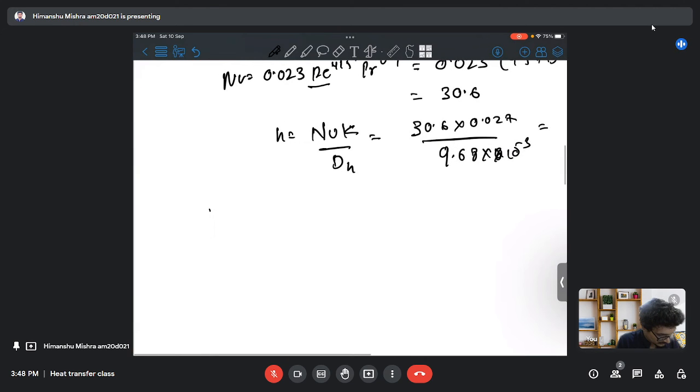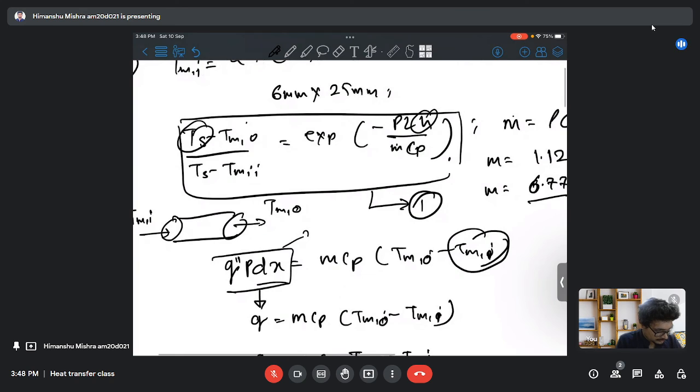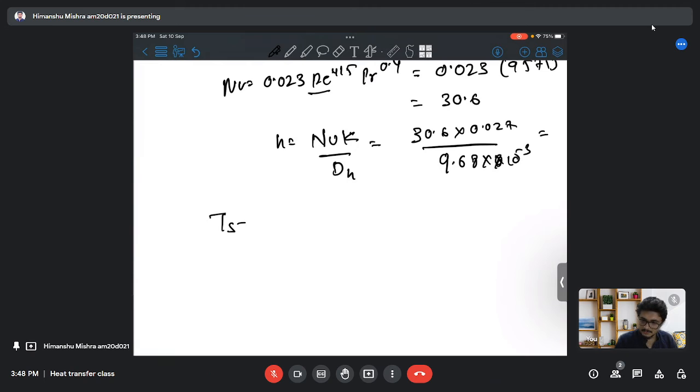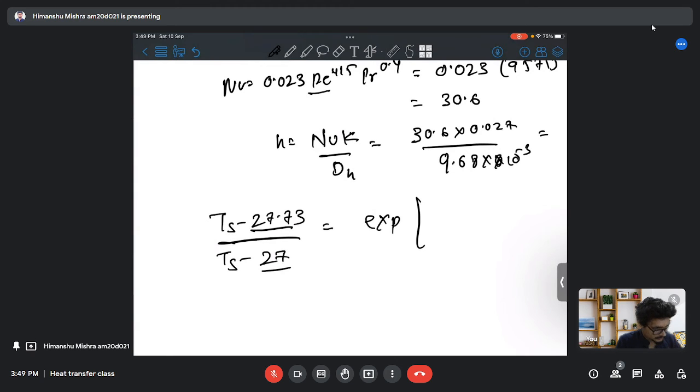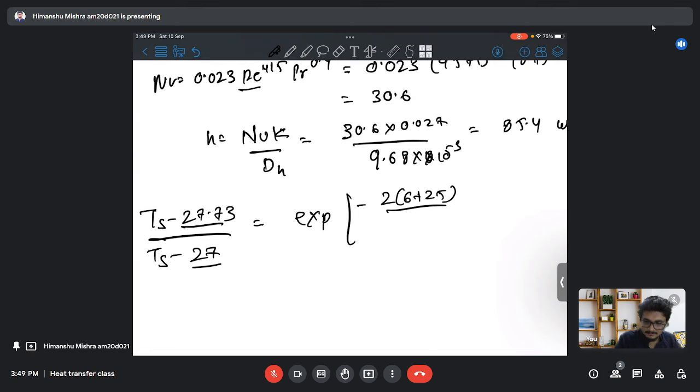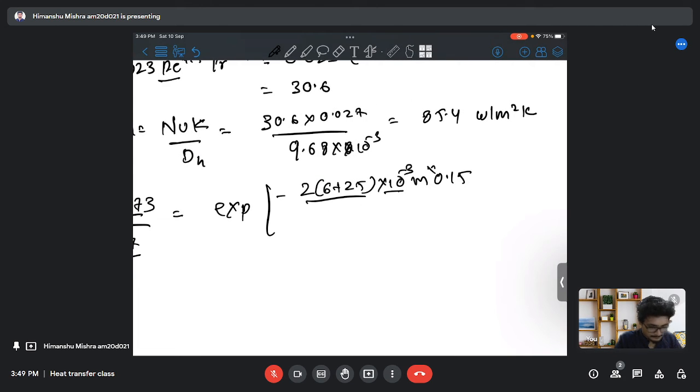Now we can find the surface temperature. We already found the outlet temperature and we have been given the inlet temperature. And we found the heat transfer coefficient. We found the mass flow rate, and the rest of the variables are just the properties of the fluid. So this is my outlet temperature, and this will be my inlet temperature. Again, I am writing the length dimension in millimeters. So this is my perimeter in millimeters, and this is my heat transfer coefficient.